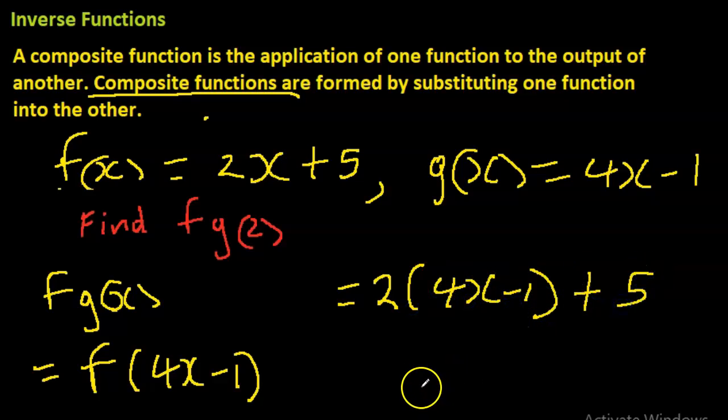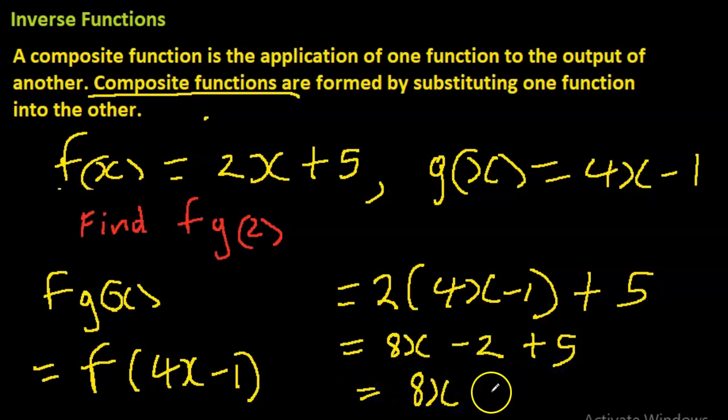And you're done. If you're asked to simplify, you can always expand the bracket. Expand the bracket, we get 8x minus 2, so 2 times each term, plus 5. And then this becomes 8x, negative 2 plus 5, that's positive 3. So this is a composite function, fg of x. Now fg of 2, replace x with 2: you get 8 times 2, 16, plus 3, 19. So this would be equal to 8 times 2 plus 3, which is 19.